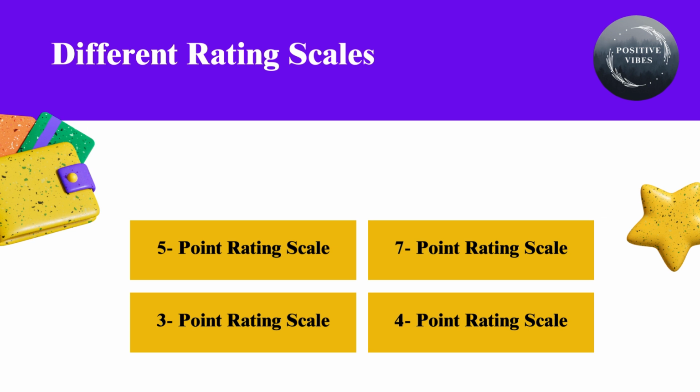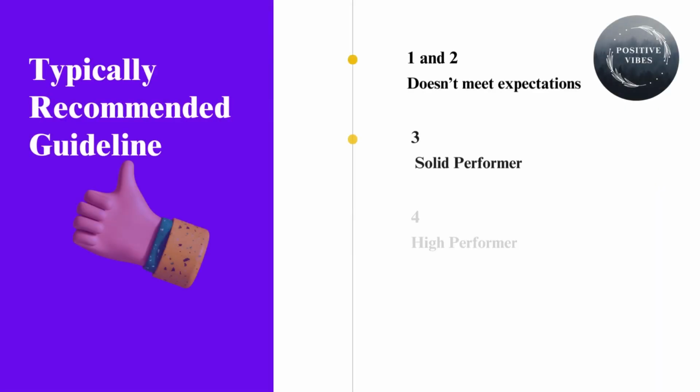So most of the large organizations prefer to use 5-point rating scales. In 5-point rating scale, 1 and 2 ratings mean that those employees don't meet the expectations. And 3 rating means solid performers. And 4 rating is high performers. 5 rating means exceptionally good performers.